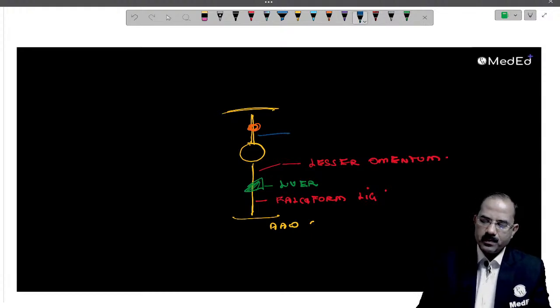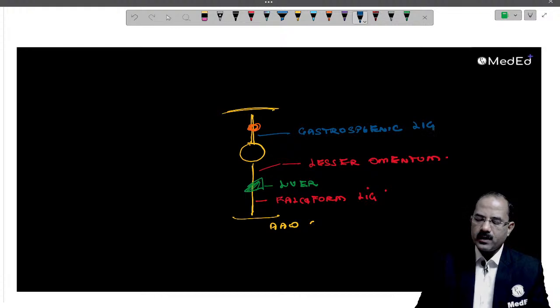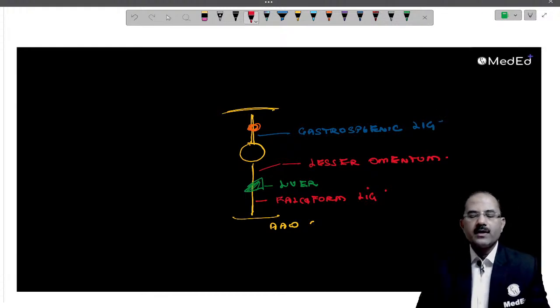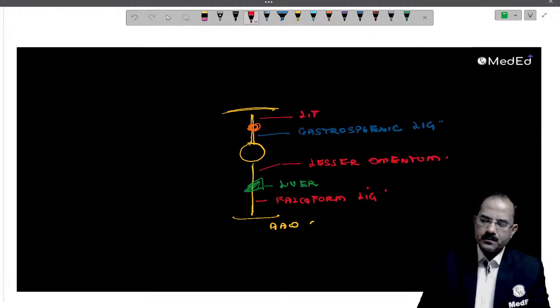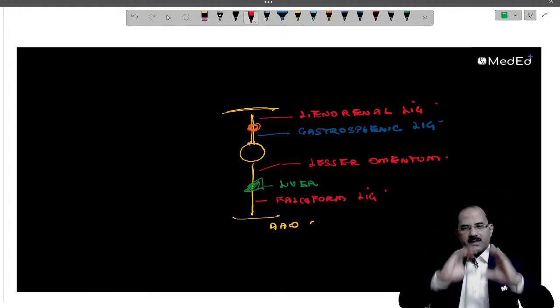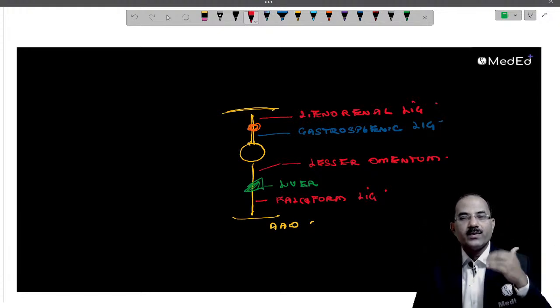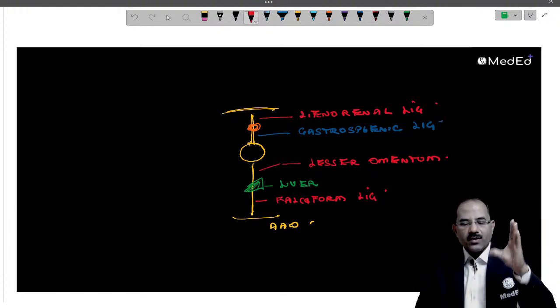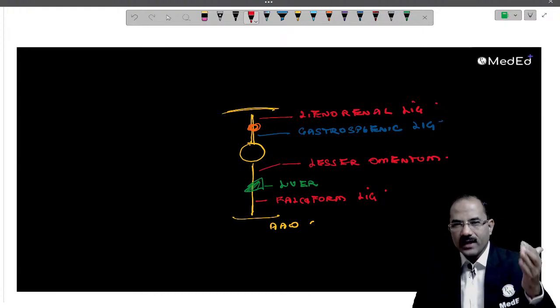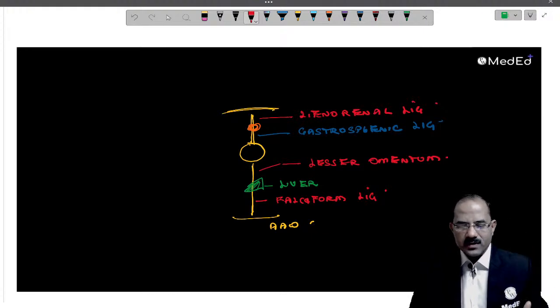Can anyone tell me what these two parts are? From the stomach to the spleen, what do you call this? The gastrosplenic ligament. And from the spleen to the kidney, behind is the retroperitoneal organ, that's the kidney. So what is this known as? Lienorenal ligament. So from the stomach to the spleen, that's the gastrosplenic ligament, and from the spleen to the kidney, that becomes the lienorenal ligament. So these are the derivatives of the dorsal and the ventral mesogastrium. Perfect. Are you able to follow this?